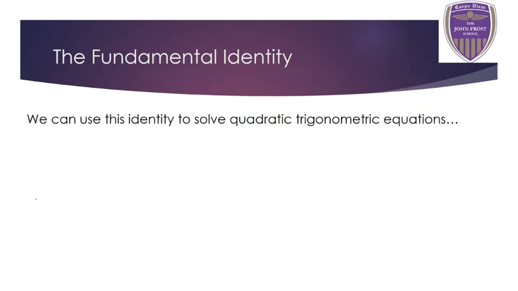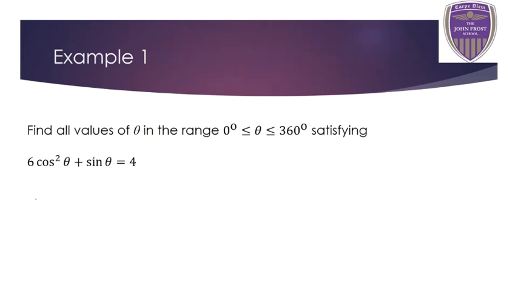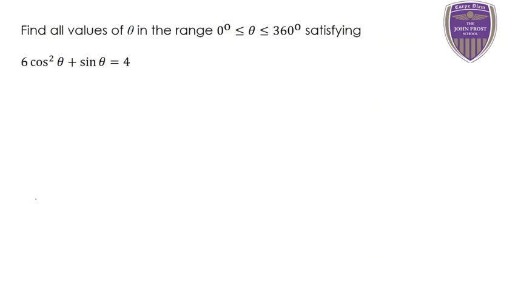So we can use this identity to solve quadratic trig equations, like example 1, which I put here on its own slide. We've been asked to solve in this basic range this equation here. I'm going to call this equation 1. And what you can see is that I've got a cos and a sine, which is bad. Even worse though, I've got cos squared and the sine. That's not going to do.